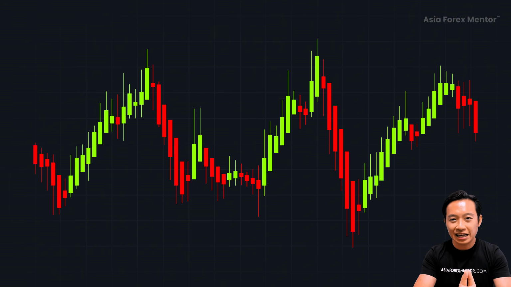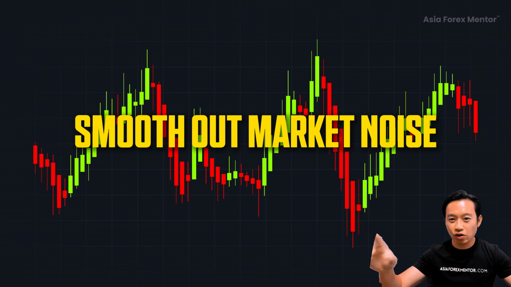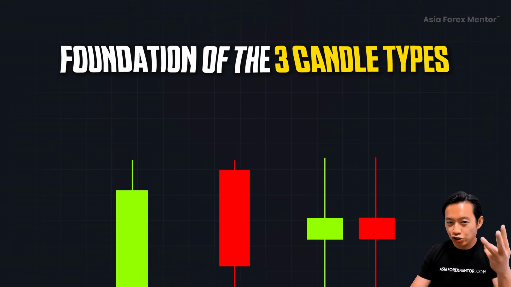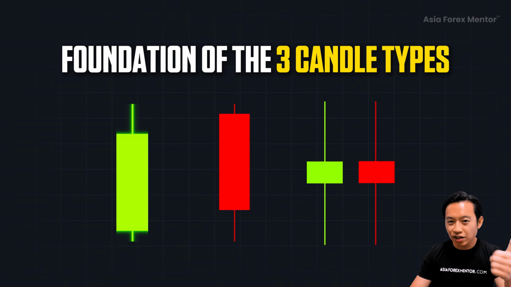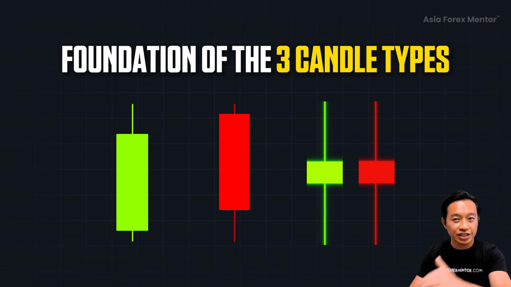To master the Heiken Ashi, we covered 3 points. We use the Heiken Ashi to smooth out the market noise, so that we make the trend clearer and easier to follow. The 3 main types of candles: the green candles, the bullish ones, show an uptrend. And then we have the red candles that show the downtrend. And the doji indicates indecision and potential trend changes.